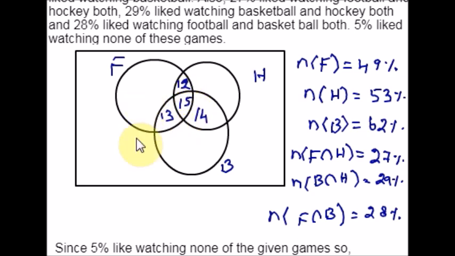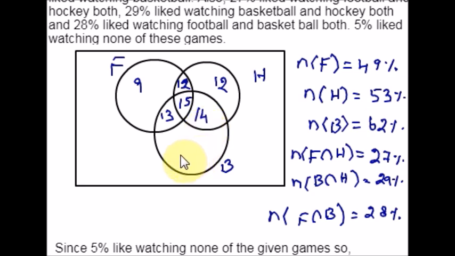In the same way, n(H) is equal to 53. This circle entirely should have 53%. We have already mentioned three numbers in this circle: 12, 15 and 14. Subtract all these numbers one by one from 53%, and I'm left with 12%. And for this one, n(B) is 62%, so this circle entirely should comprise 62%. We have 13, 15 and 14. So 62 minus 13 minus 15 minus 14 is equal to 20.